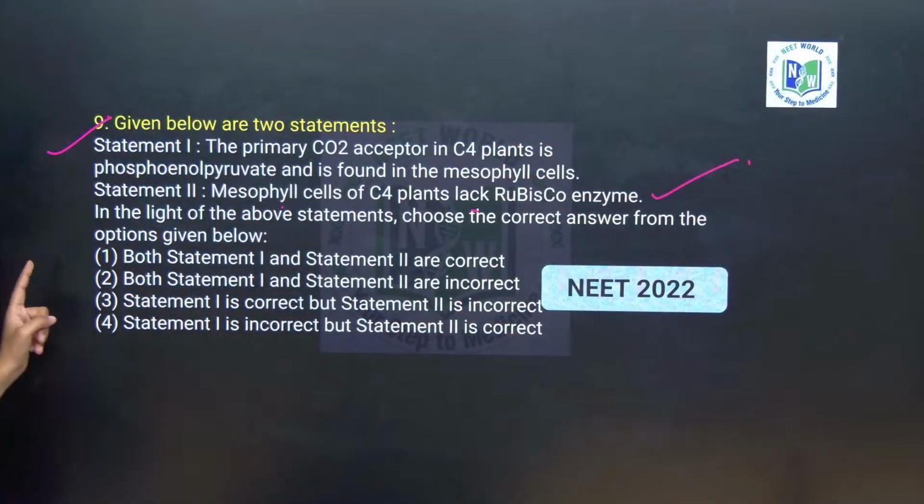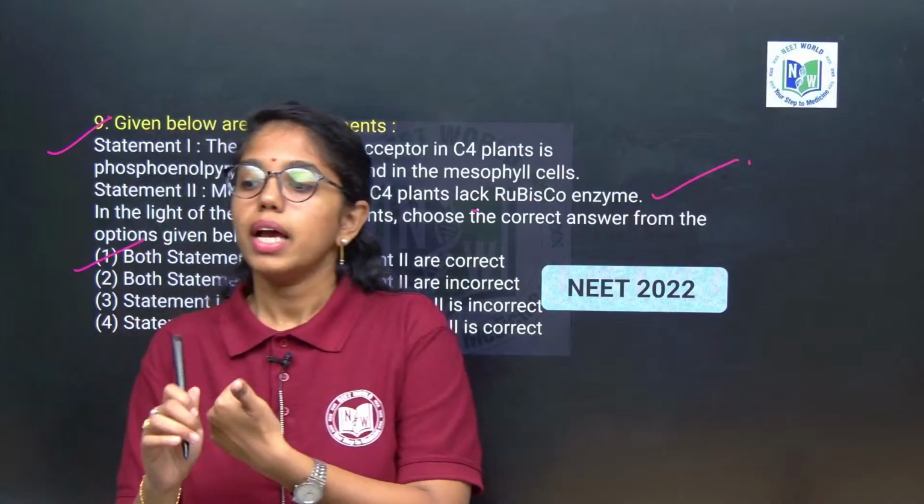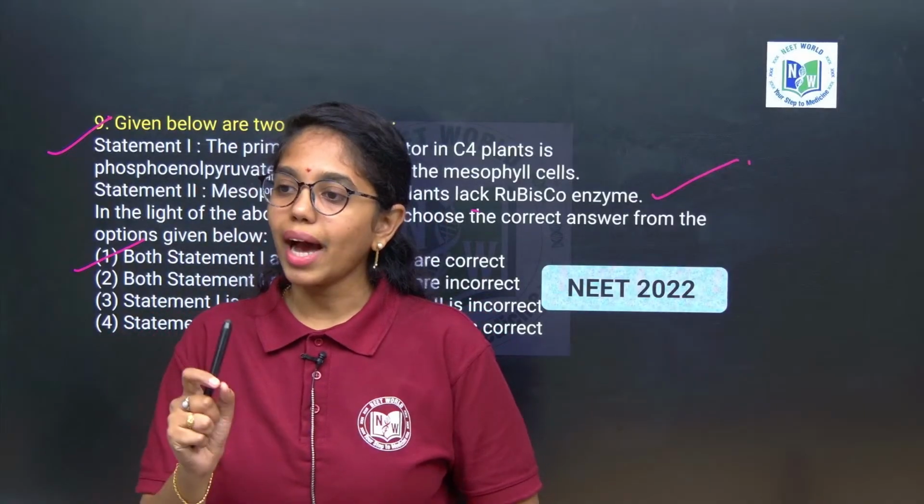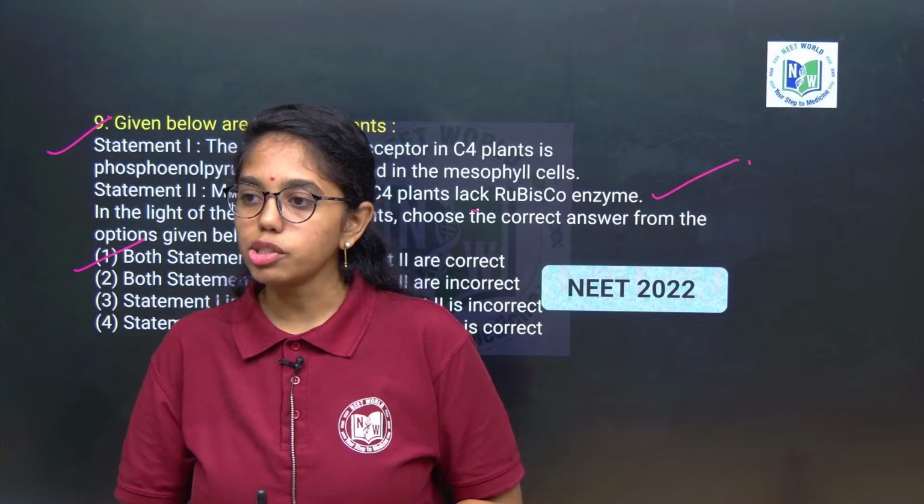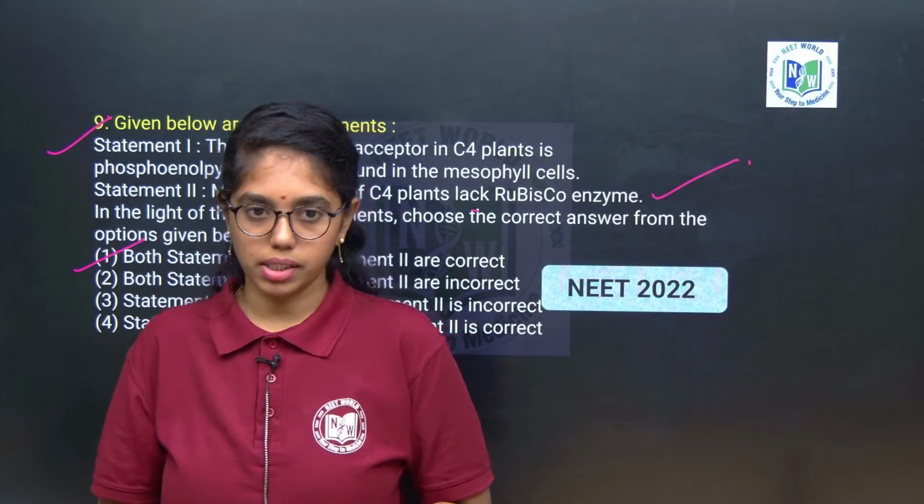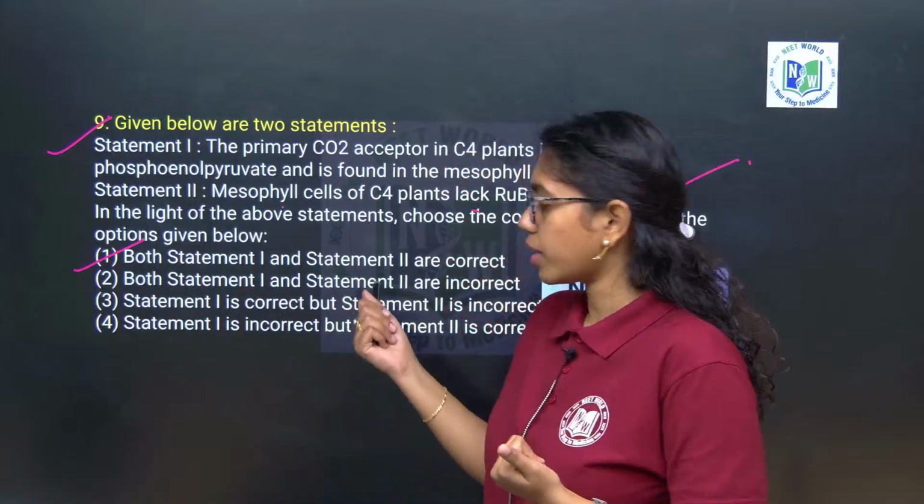What is the right answer? 1 and 2. Don't get confused. In mesophyll cells, what do you have? PEP and PEPcase of C4 plants. In bundle sheath cells, what do you have? Rubisco. That's it. If you are clear with those 2 points, you can answer this.